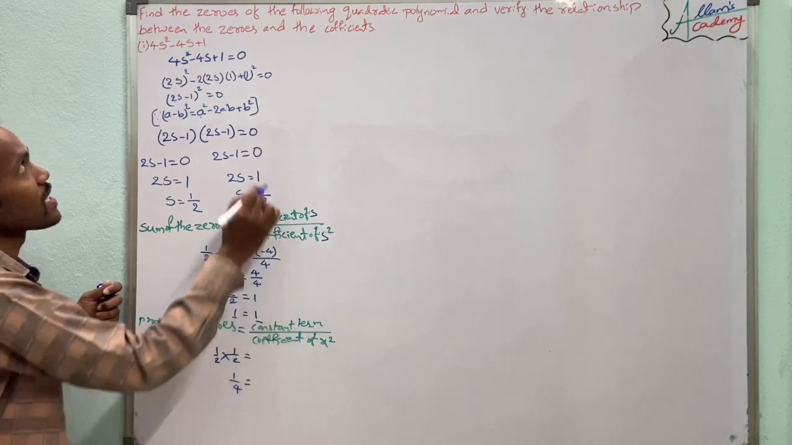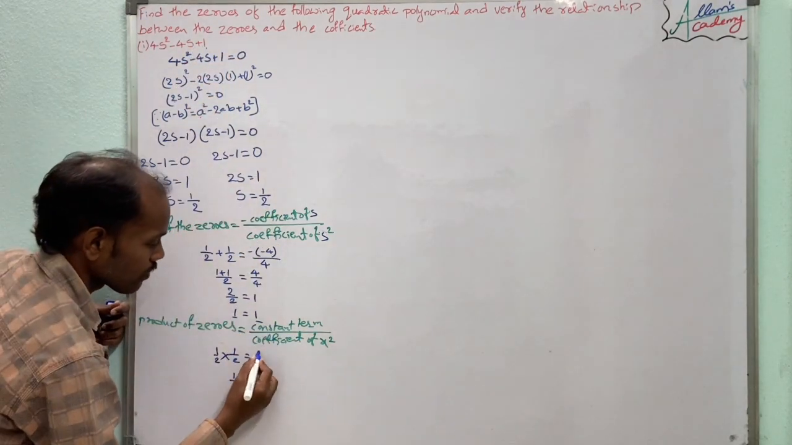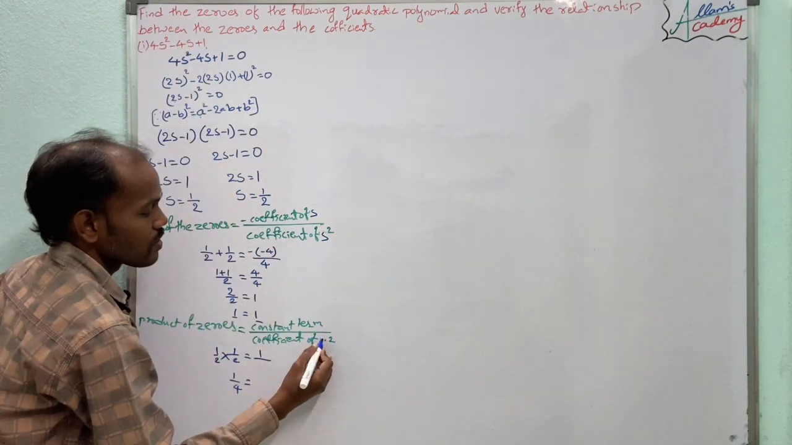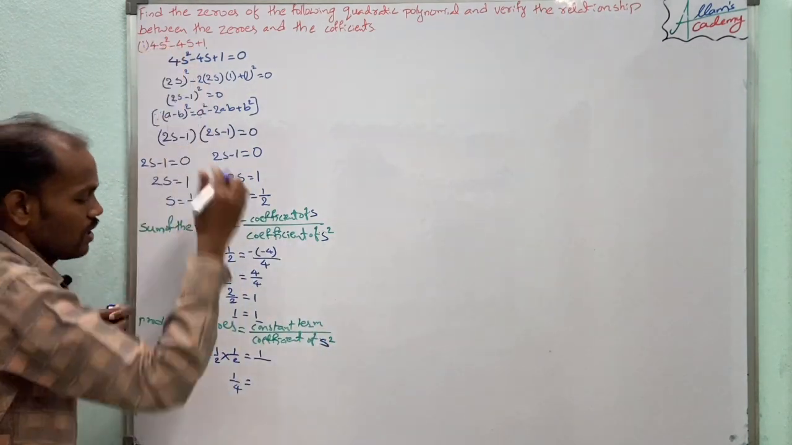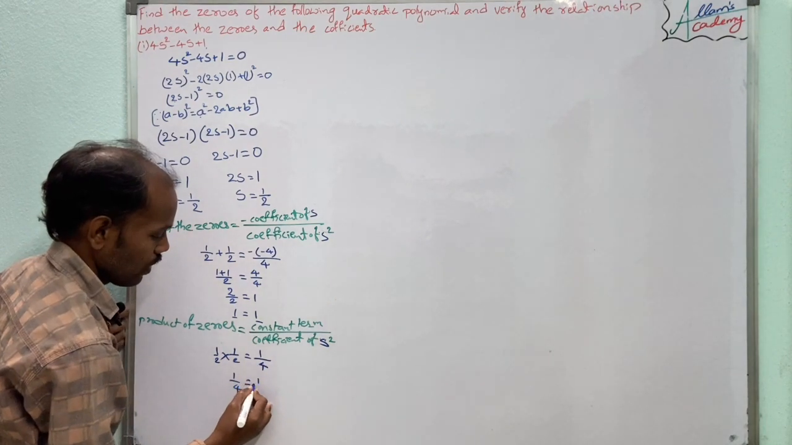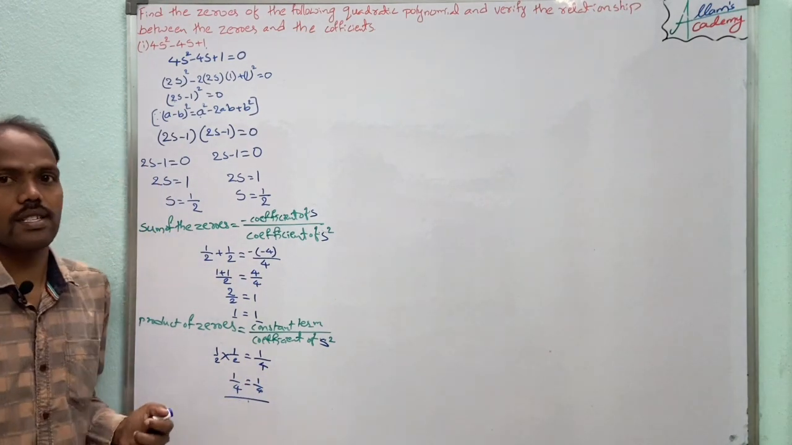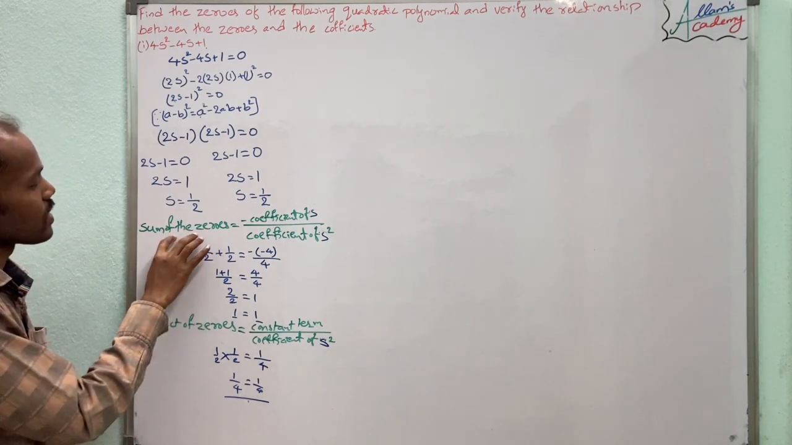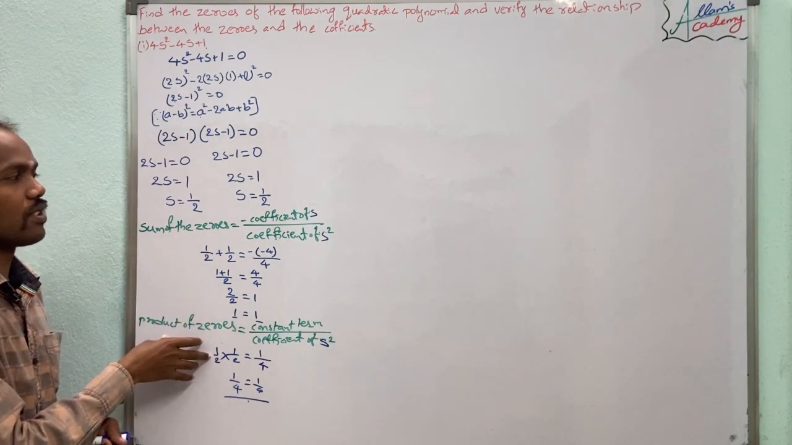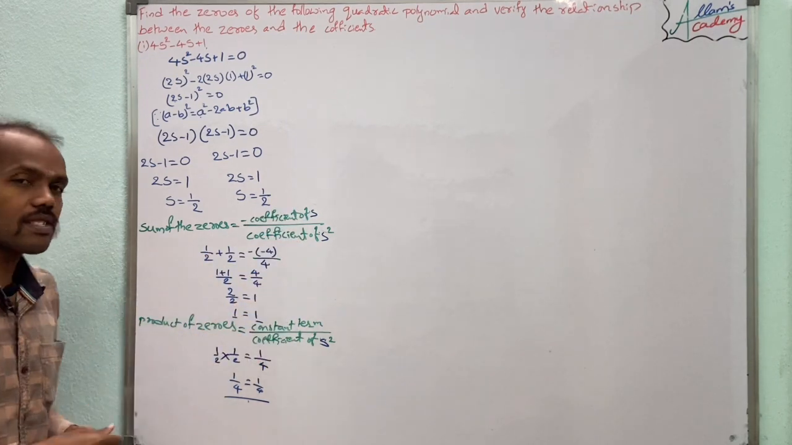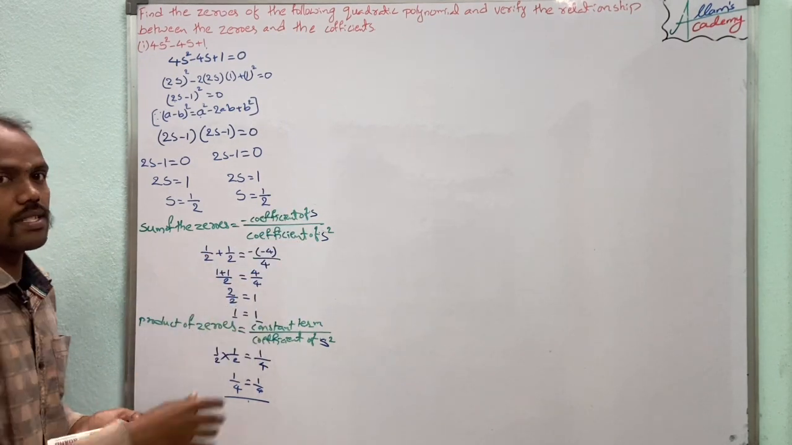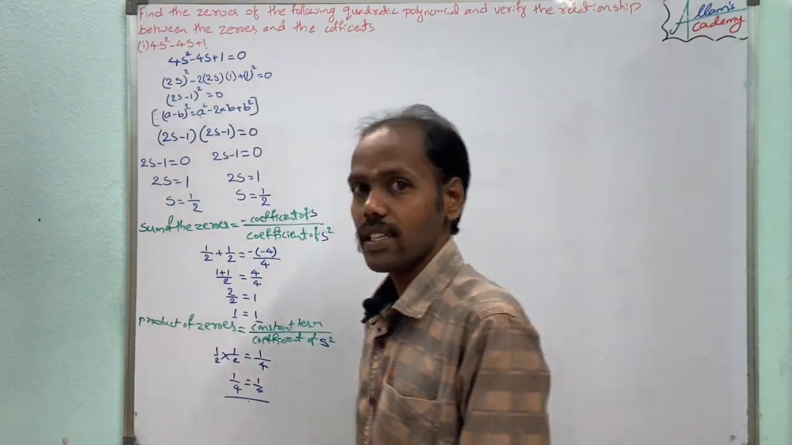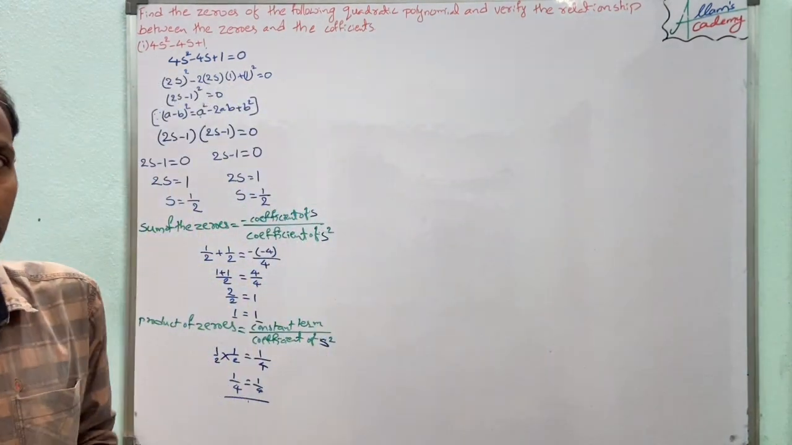And here the constant term is 1, and the coefficient of s square is 4. So 1 by 4, and both the answers are equal. So the relationship between the sum of the zeros, the product of the zeros and their coefficients is correct. Okay, so now we see another problem.